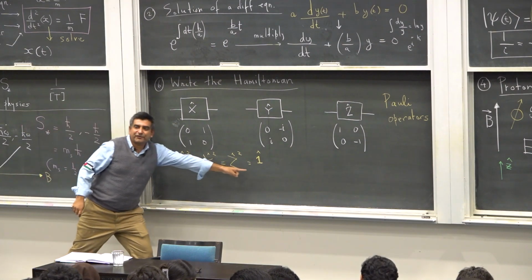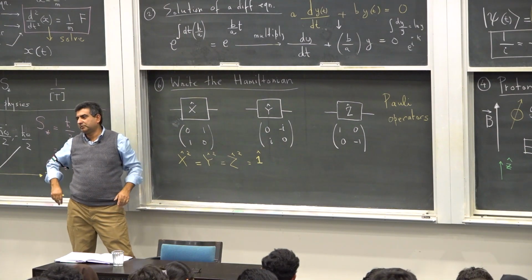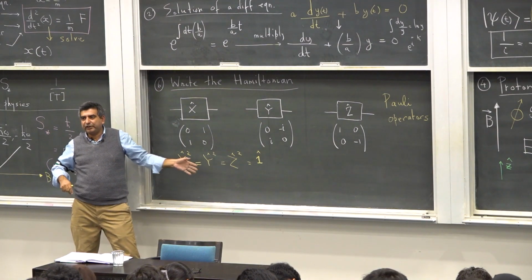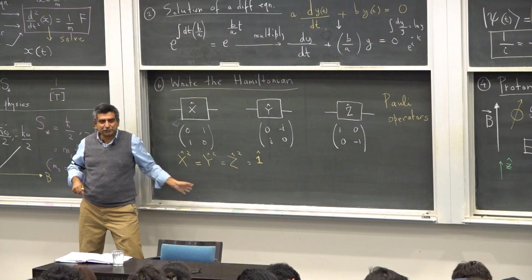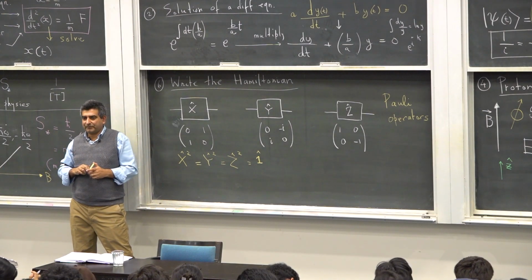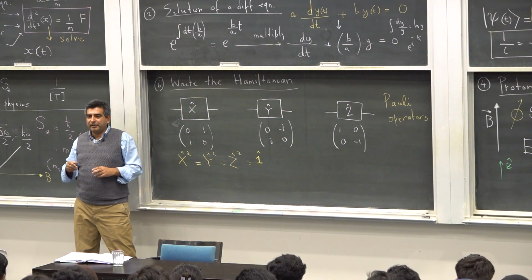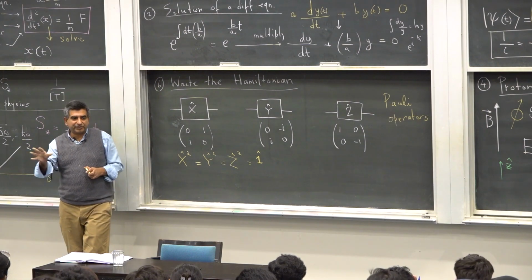So I'm writing a hat on top of 1, indicating it's an identity matrix. If you take any of these matrices and square them, it becomes the identity matrix. So these are the three Pauli operators, or Pauli matrices, that you'll frequently encounter in the next 2 or 3 lectures.